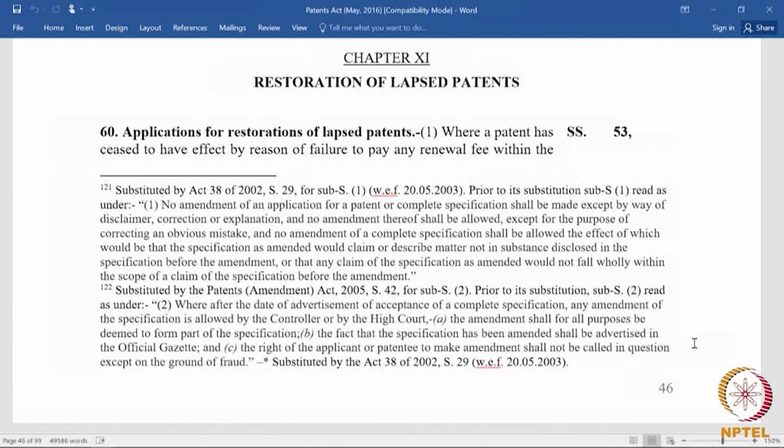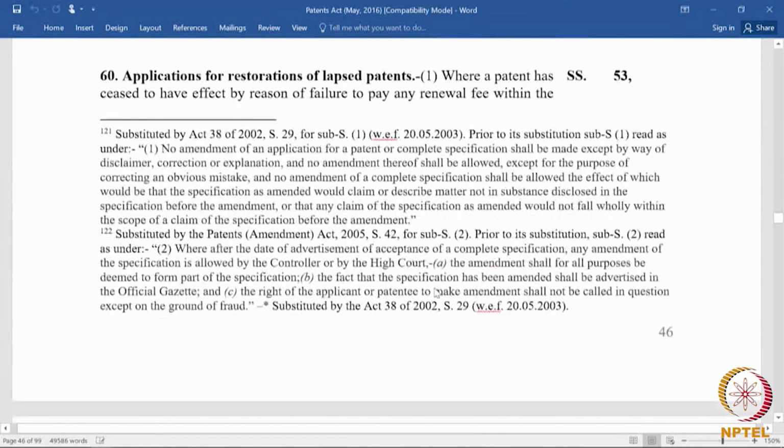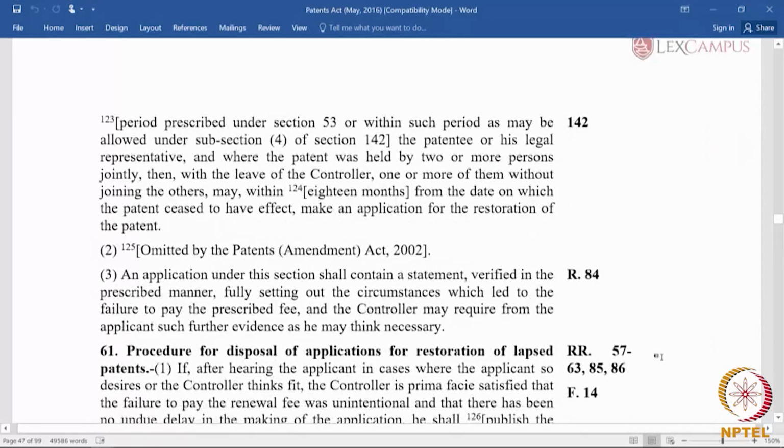Restoration of lapsed patents. There will be instances where a patent may become lapsed for non-payment of fee. Now, patents can cease to have effect by reason of failure to pay the renewal fee on time. There is a procedure to revive or to restore those patents which have lapsed or which have ceased. Section 60 deals with the provisions under which you can restore a lapsed patent.